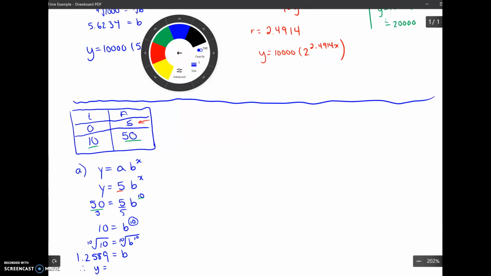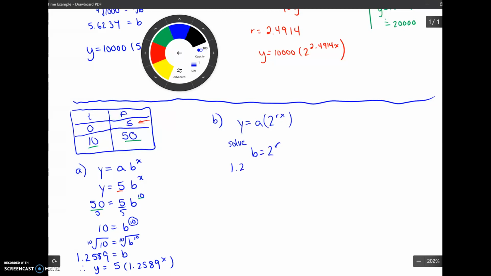So I know that my equation is y is equal to 5 times 1.2589 to the power of x. It also tells me that my doubling time is more than whatever one time unit is that we're talking about here. Okay. The next step is I want to solve for the equation in the form y is equal to a times 2 to the rx. So I'm solving for when b is equal to 2 to the r.